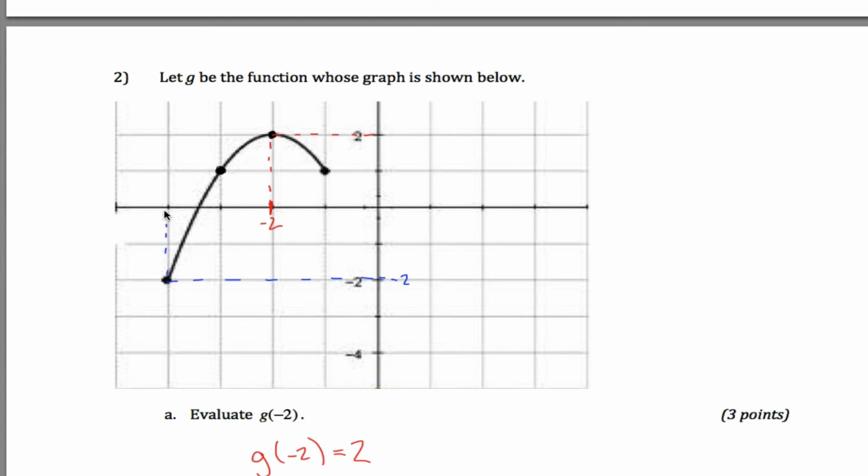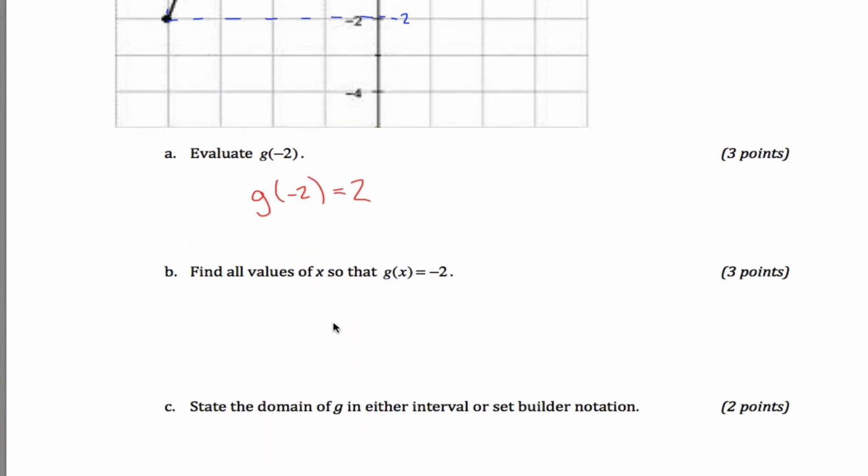So I got to figure out what input, what left and right has -2 as the height. Well, it looks like it's this value right here, whatever this point is. This point right here looks like it happens at -4. So I'm going to say g of -4 is equal to -2. Find all values of x, so I guess x equals -4 would be my answer.